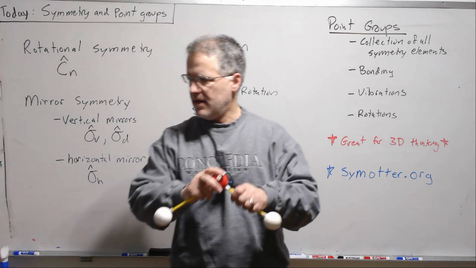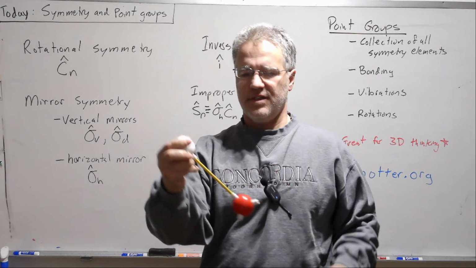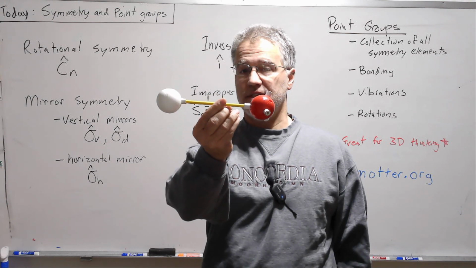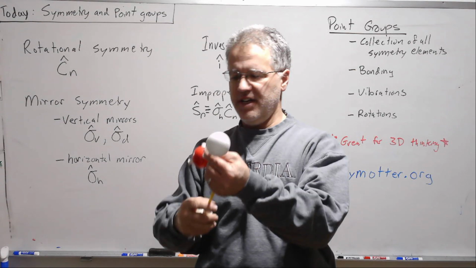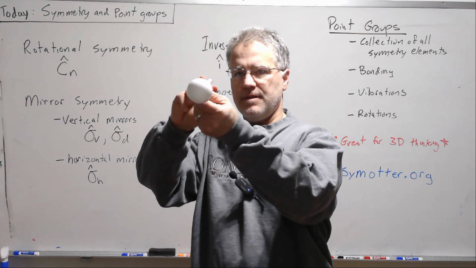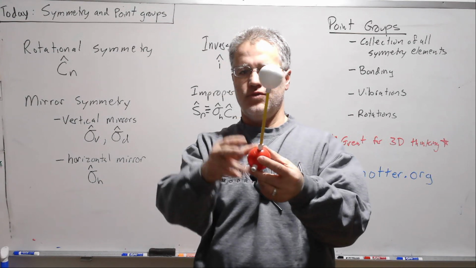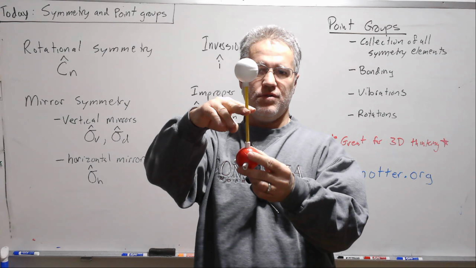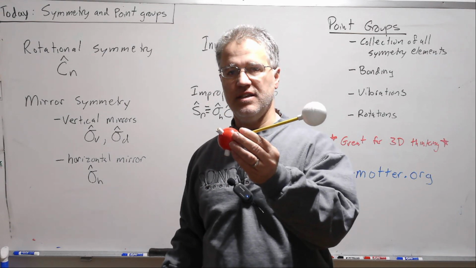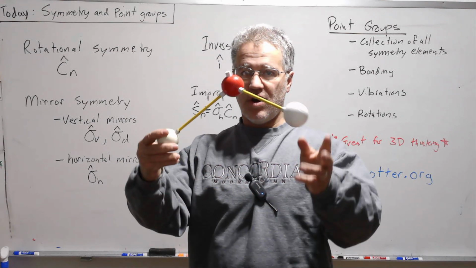All right, let's just do this. Okay, so we look at this. Is this linear? Yes. So it has a C infinity axis right here. And then there's white up here, red over here. So I look for a horizontal. I say no. So this ends up being a C infinity V.